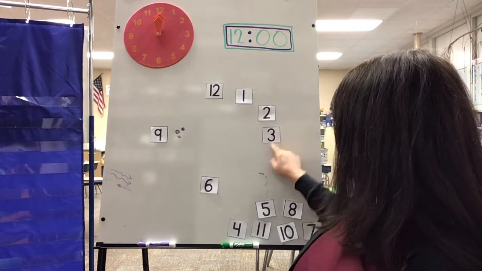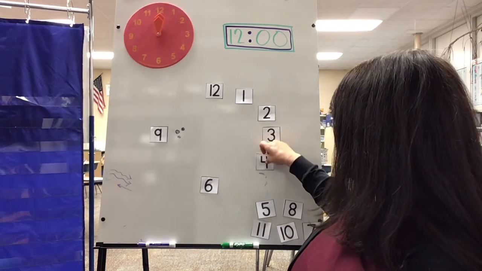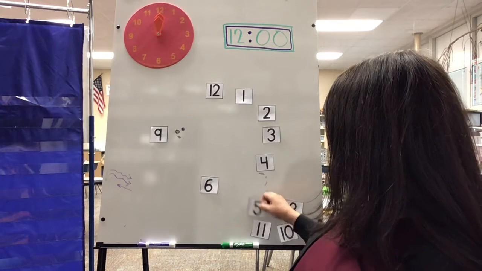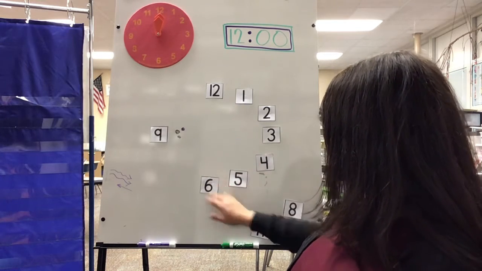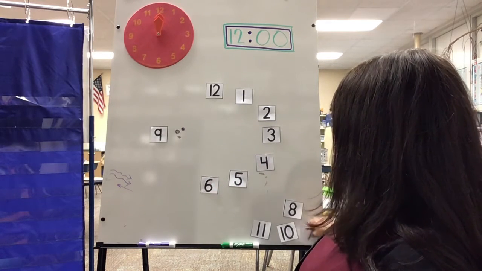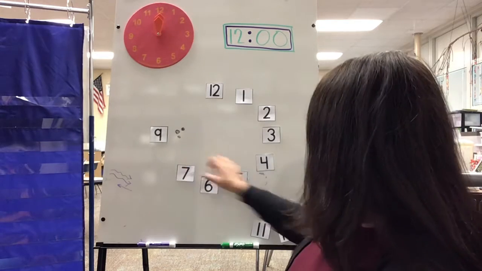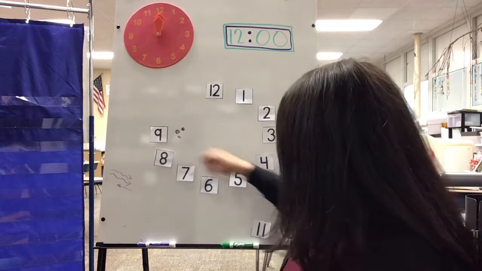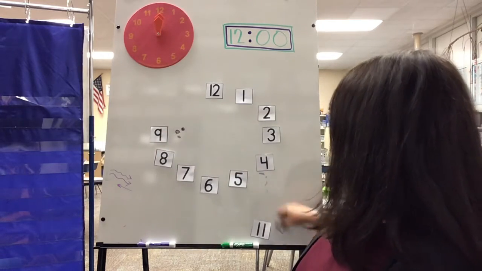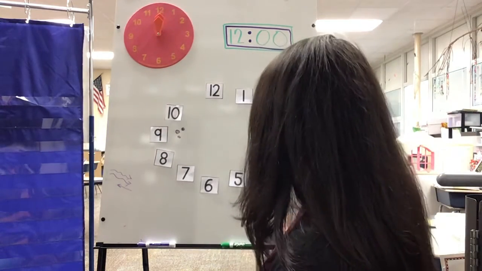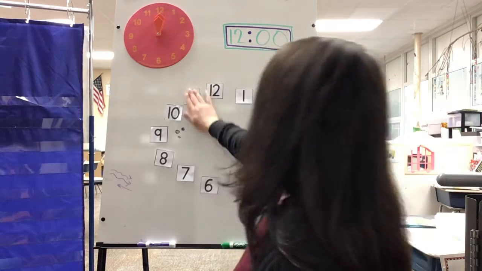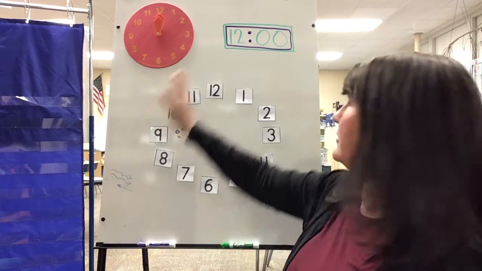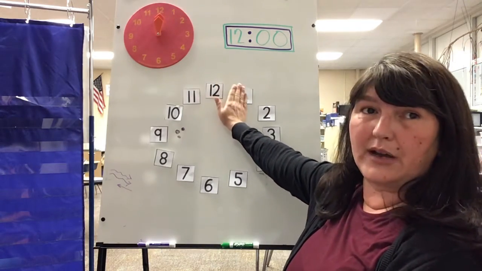And then you put in 12, 1, 2, 3, 4, whoops, tape came off, 5, 6, 7, 8, 9, 10, 11. And that's the order that you will see the numbers on a clock. 12 is always at the top, followed by 1.